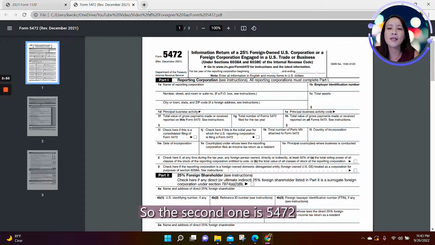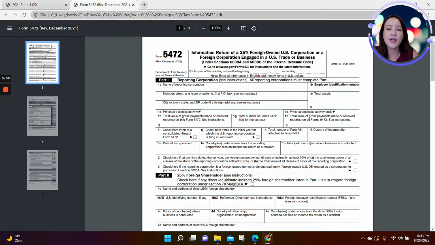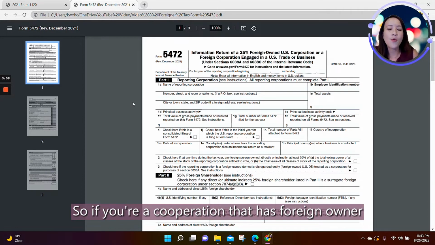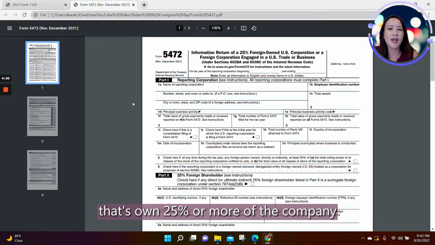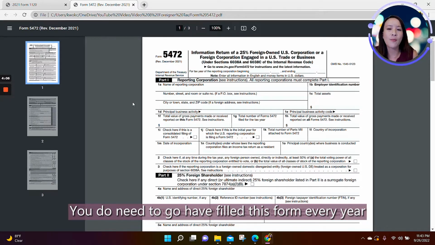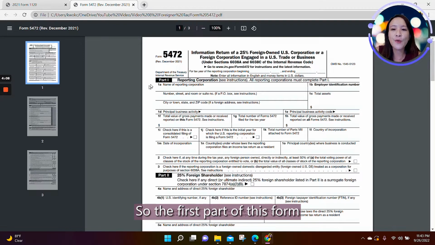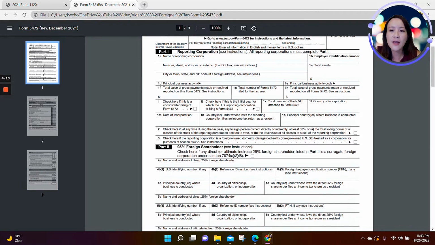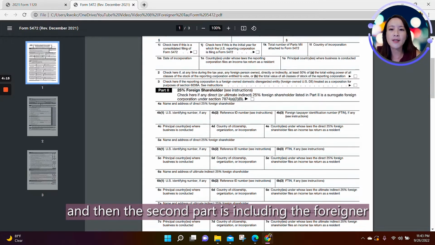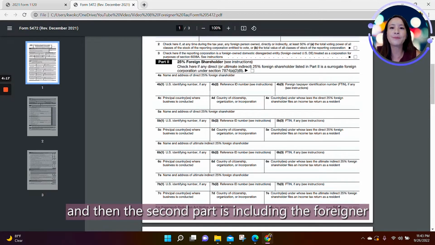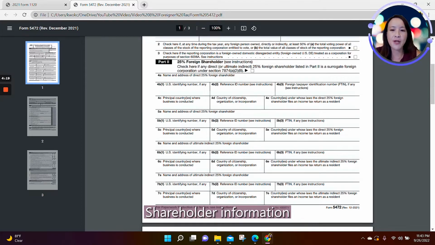The second one is 5472. If you are a corporation that has a foreign owner that owns 25% or more of the company, you do need to fill out this form every year. The first part of this form is the general information, and then the second part includes the foreign shareholder information.